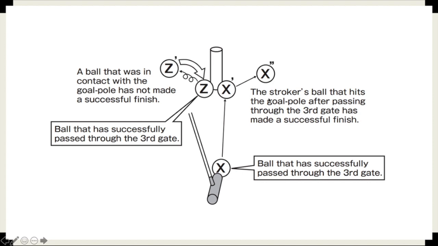Moving on to number 7. The movement of a ball as a result of the stroker's body coming into contact with the gate or the goal pole. Now, again, I don't have a picture of this one, but basically, should a ball be sitting in contact with a gate or the goal pole, and should you accidentally nudge the gate or the goal pole, and that ball were to move, that would be considered an invalid move. Moving right along, number 8.